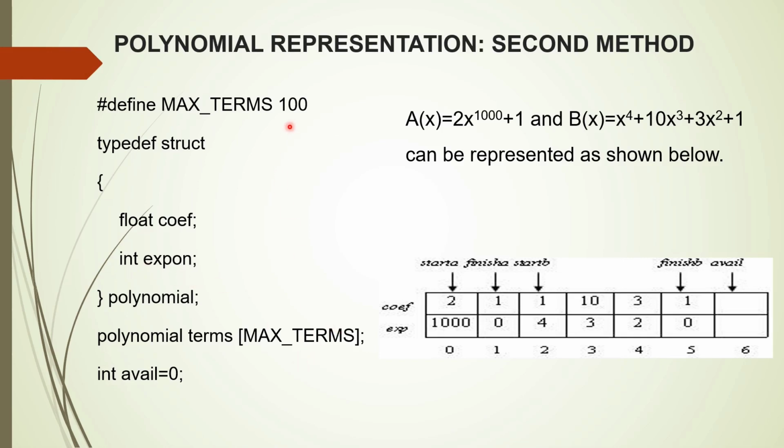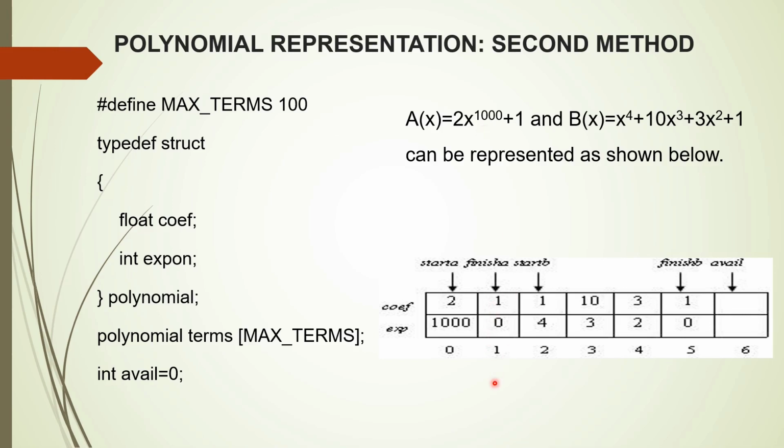100 such terms are available. Each term requires 6 bytes. So 6 times 100, a total of 600 bytes of memory is allocated with respect to this method. The main advantage of this method is that if the terms exist, then you store the coefficient and exponent of the given term. If the terms do not exist, then you store nothing.